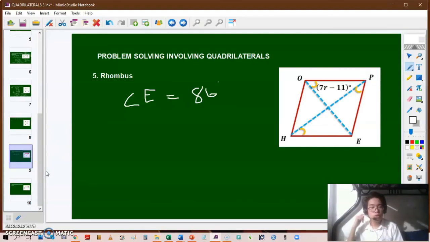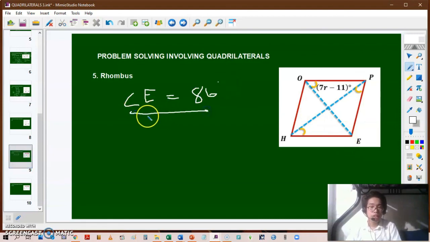We have here a rhombus. So we have here rhombus HOPE. So the label of this rhombus is HOPE. And the opposite angles, again, of any rhombus are congruent. So therefore, we can equate the value of 7r minus 11 to 86, which is angle E.